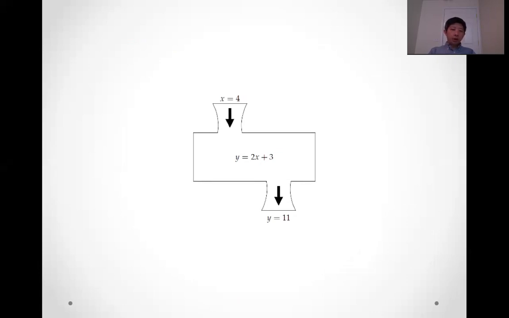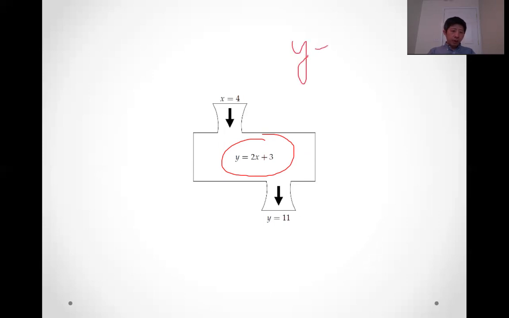Then here is a rule. The rule is y equals x plus 3. And then what's the output? The output will be 11. Now, how come? Let me show you.